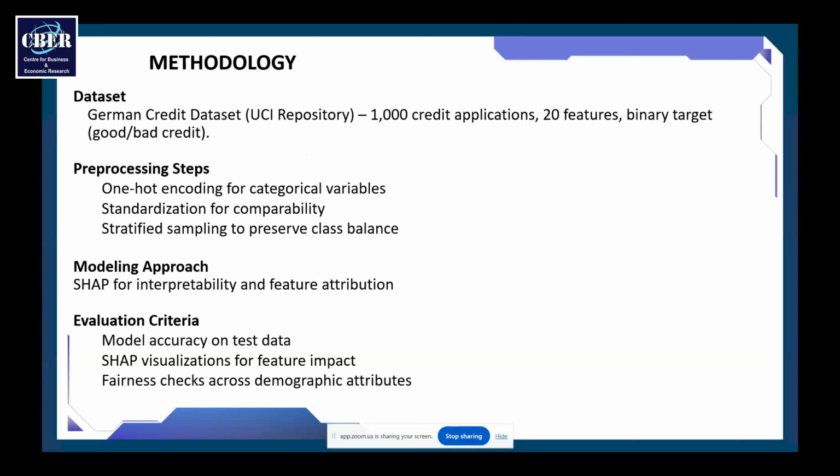So this was the methodology. This data set is empirical and gathered from the German credit data from the UCI repository.